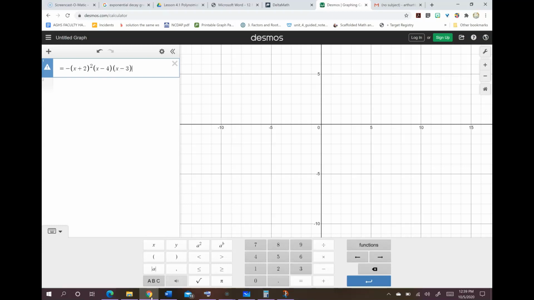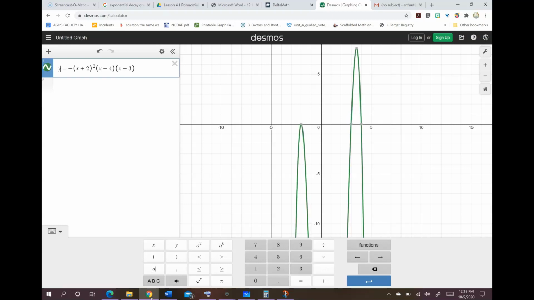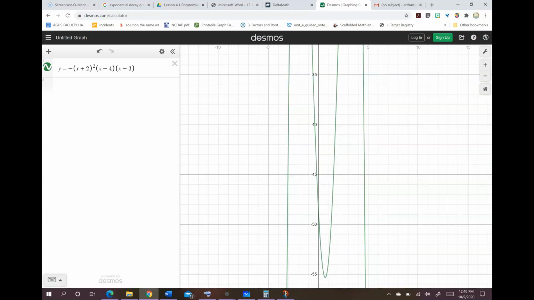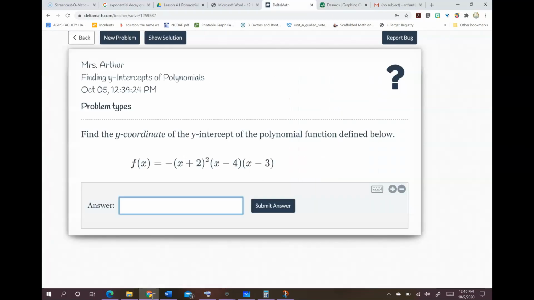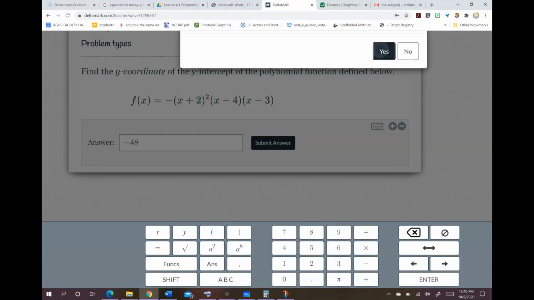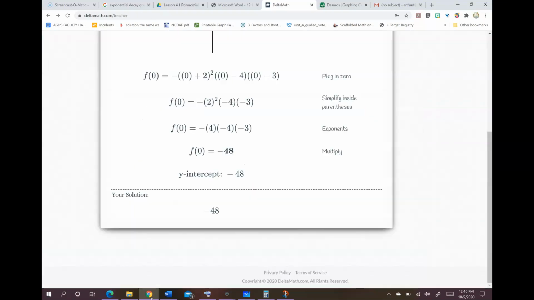Then I forgot to put y equals. I was like, where's it at? Here we go. Y-intercept looks like it's down here. It's really down there, isn't it? There it is, -48. We go to Delta Math, and if I typed it in right, it should be fine. So -48. Done. Okay, so that's your y-intercept one.